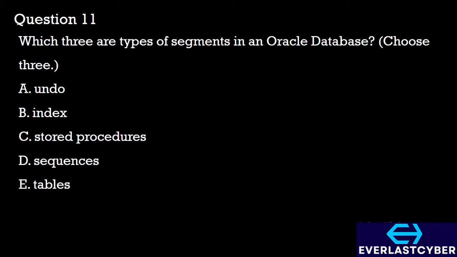The undo segment is used to store undo information, and this allows transactions to roll back changes, as well as provides read consistency for queries. An index segment is used to store index data that helps speed up the retrieval of rows from a table. Each index in a database is stored in its own segment.